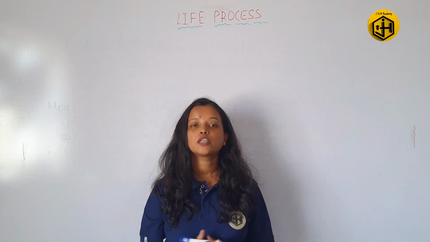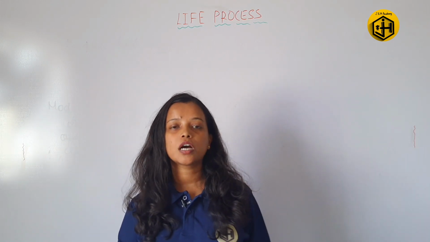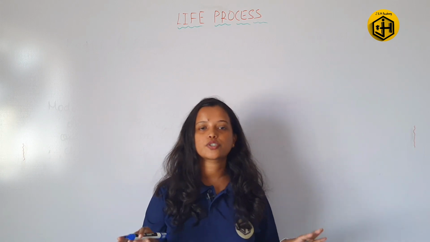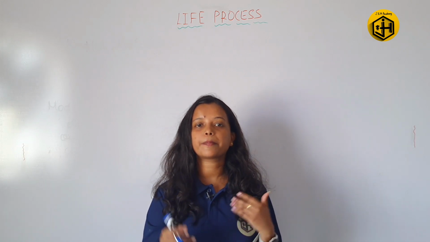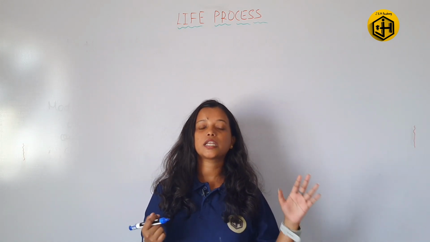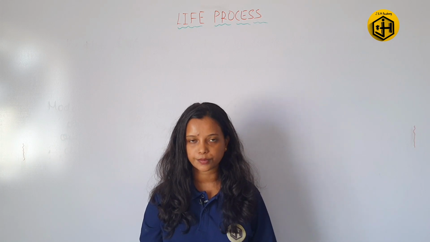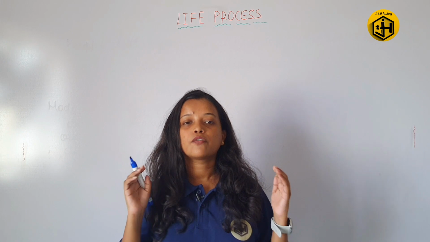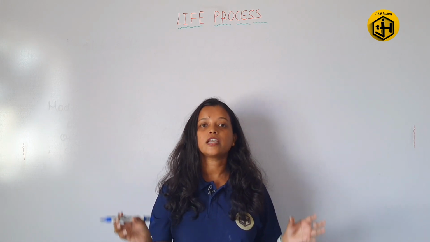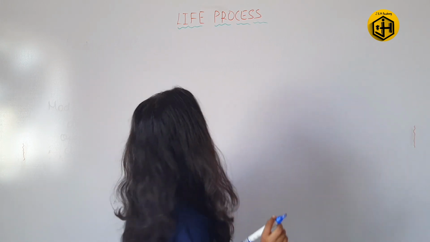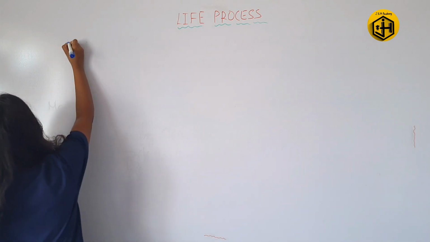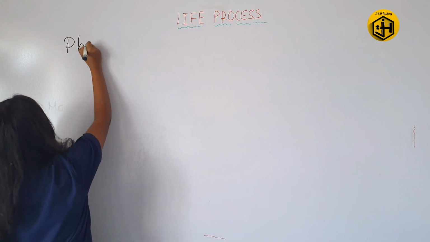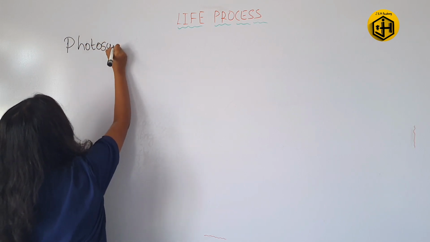Next we will study autotrophic nutrition in detail. Autotrophic nutrition, as you all know, is where organisms prepare their own food. Mainly green plants show autotrophic nutrition. To prepare their own food, green plants follow a process called photosynthesis. Through photosynthesis, green plants prepare their own food. So let's study photosynthesis.